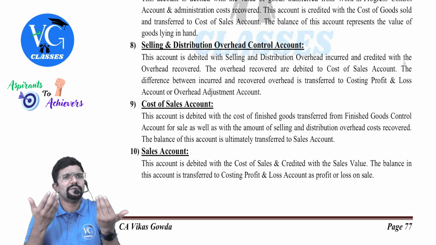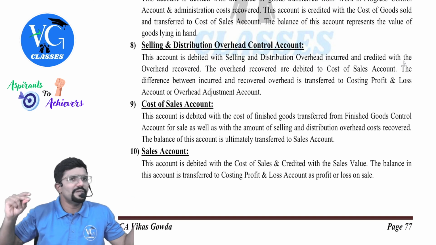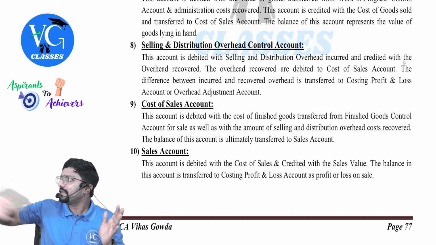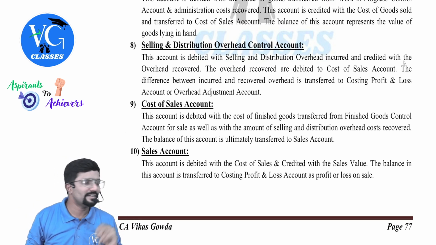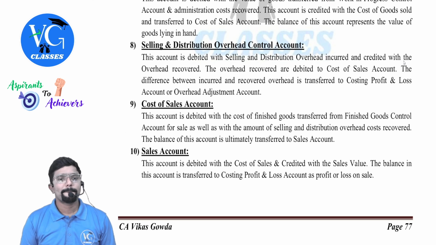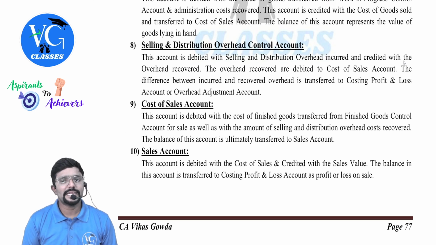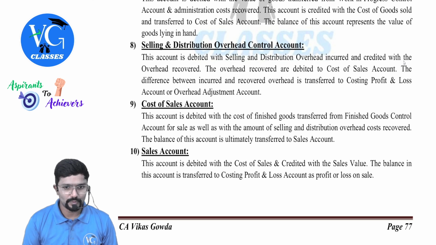Guys, simple agenda. Debit what is received. Anyone who received, debit what is received. Now I am giving it, I am transferring it, credit what goes over. For sale as well as with the selling and distribution overhead, cost is recovered. The balance of this account is ultimately transferred to sales account.